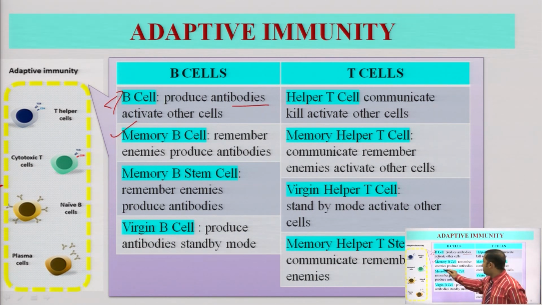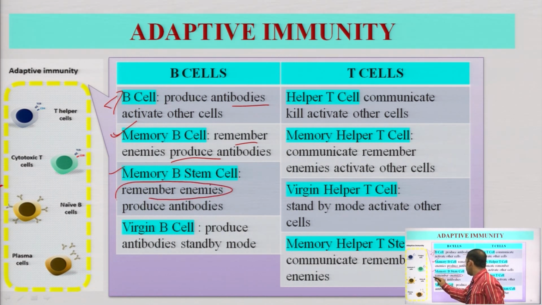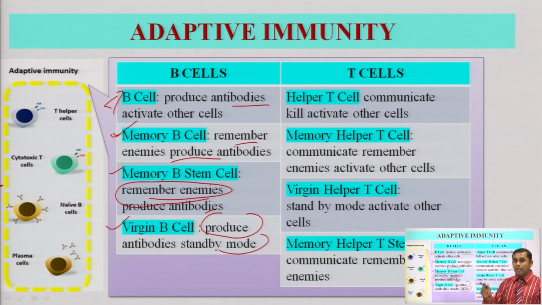Why? Because of the memory B cells. They will remember enemies and produce these antibodies. These memory B cells, the stem cells, can remember the enemies and produce the antibody, and the virgin B cells produce the antibody by standby mode. Okay, standby mode. In some cases, these cells are actually not able to work. What will happen? In that case, the virgin T cells will come into the picture.